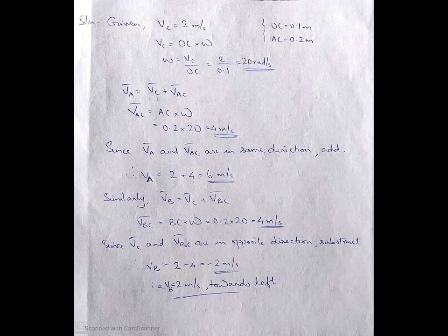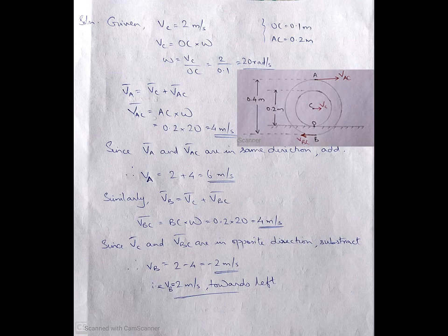Okay, what all things are given? Velocity of C is given. Center point is 2 meter per second. Then the inner diameter is given as 0.2 meter, so inner radius is 0.1 meter. That means OC distance is 0.1 meter. Outer diameter is 0.4 meter, which means AC radius will be 0.2 meter.